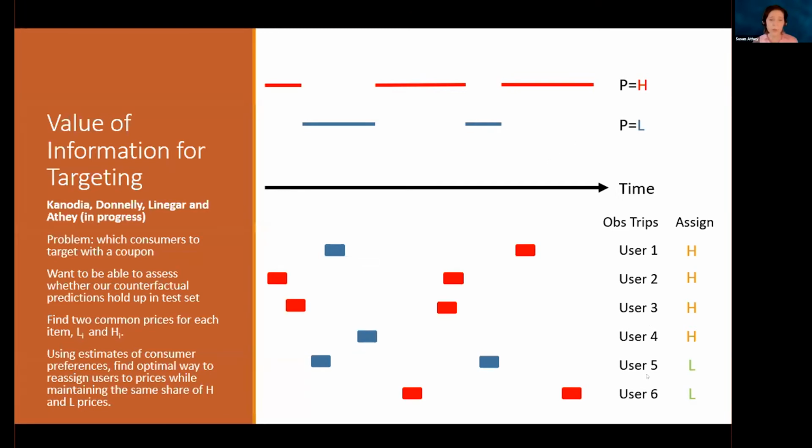Then I can see the trips. These users showed up on different dates, and I've got a blue block if they showed up on a low price day and a red block when they showed up on a high price day. I use my model, where my model actually estimated for each person a price sensitivity, and using that model, I can optimally assign some people to get a coupon.